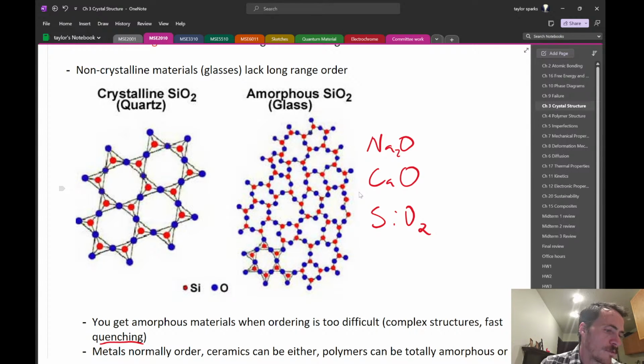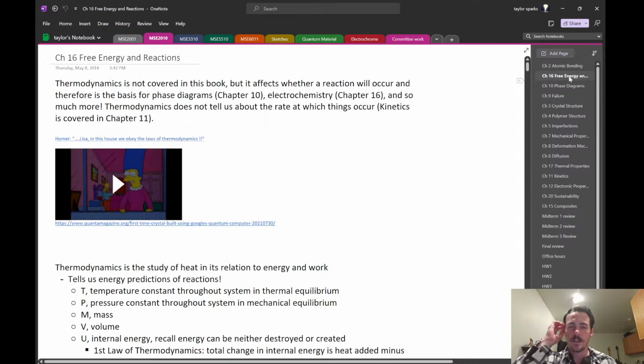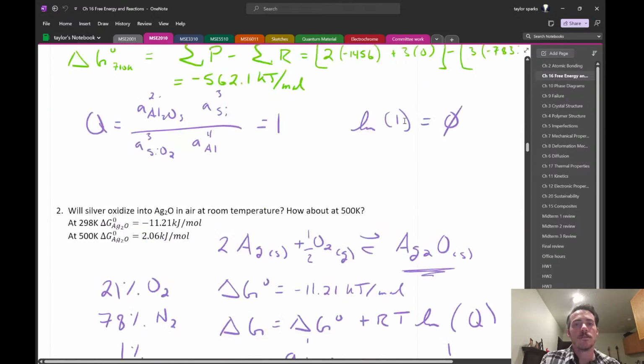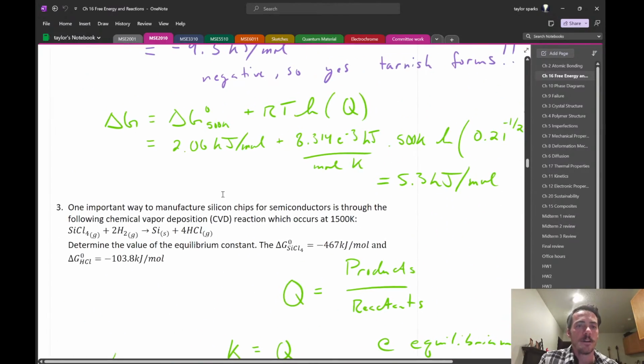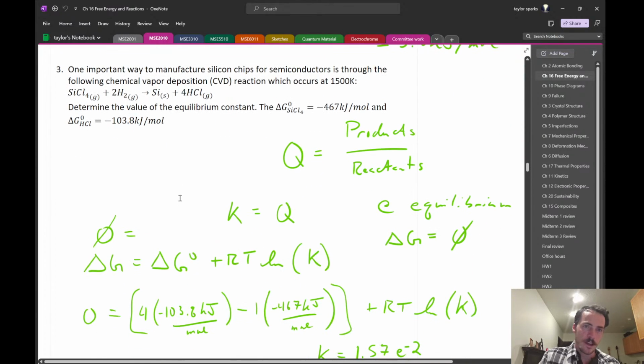Can we do more examples of Gibbs free energy examples? Yeah, we'll pull that up in a second. Let's do that. Let's hop over to free energy, and we'll do some examples of this. So Gibbs free energy, we learned about it with something like this. Let's walk through this example.